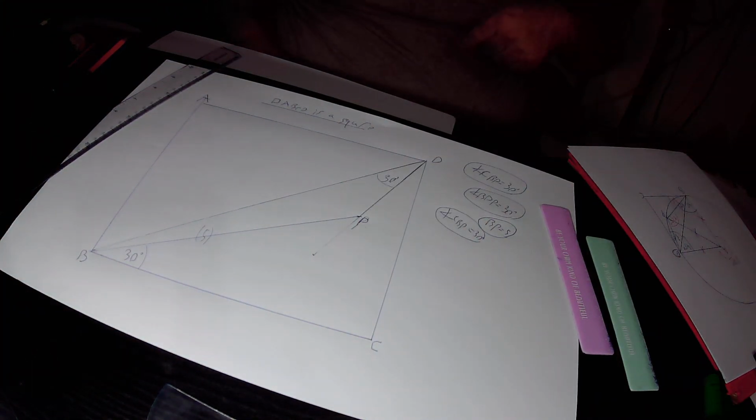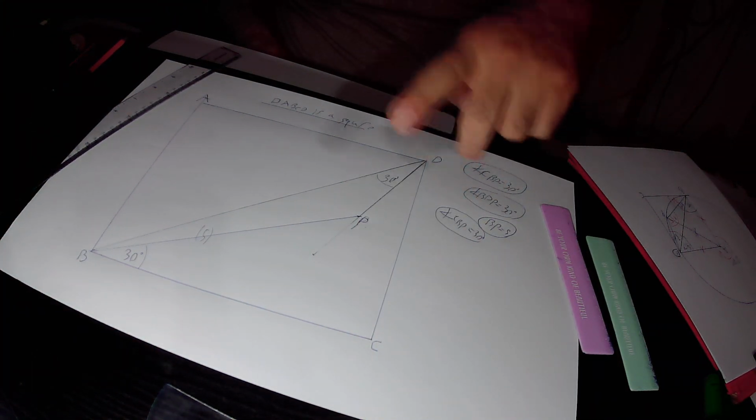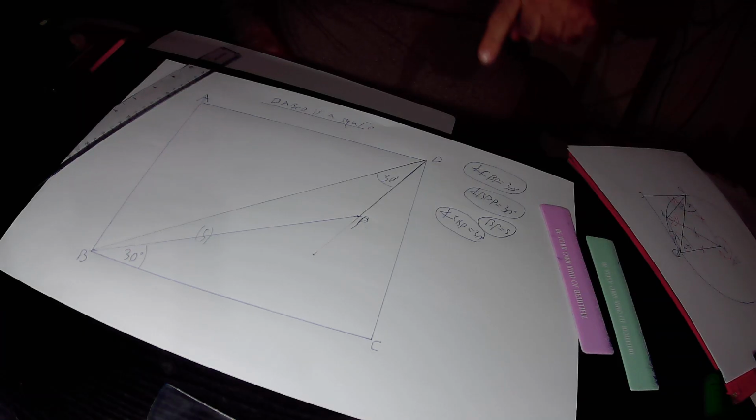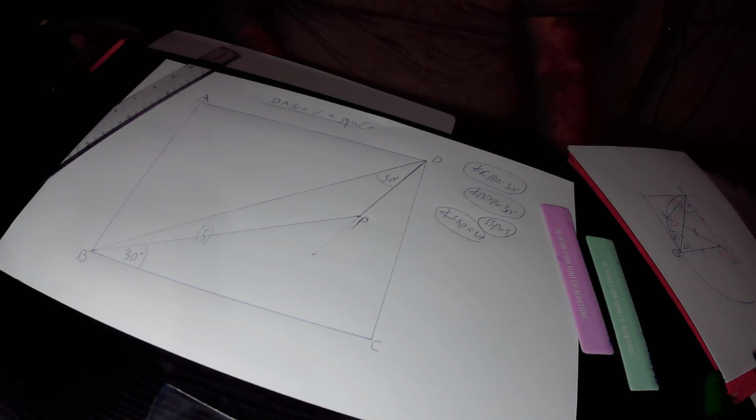And now in this lecture we find out the area of square ABCD. In the moment we have square ABCD. You know that DB is the diagonal of square ABCD.